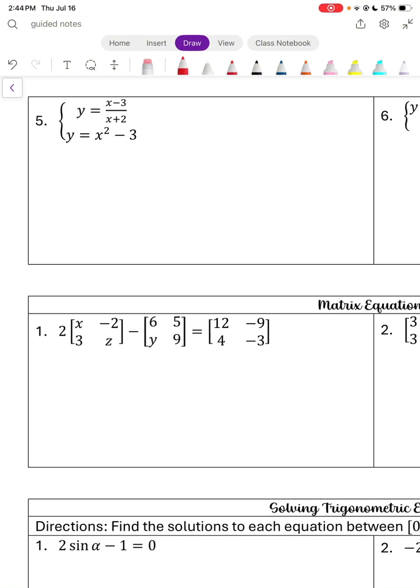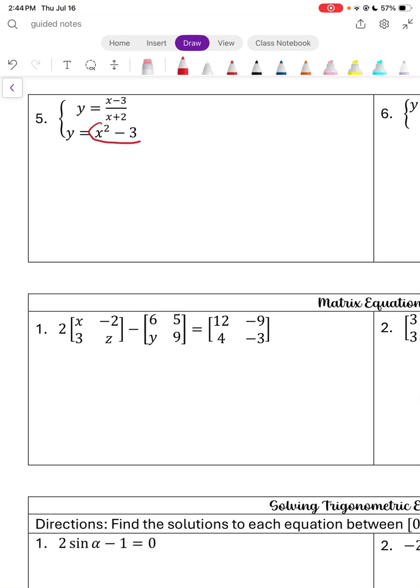Okay, number 5. That last problem was really difficult, and this one might actually be a little bit uglier than that one was. So again, we're going to make a substitution. Since we have y equals here, we're just simply going to plug that in for y up there. Gives me x squared minus 3 equals x minus 3 over x plus 2. Now, we're not a big fan of the fraction here.